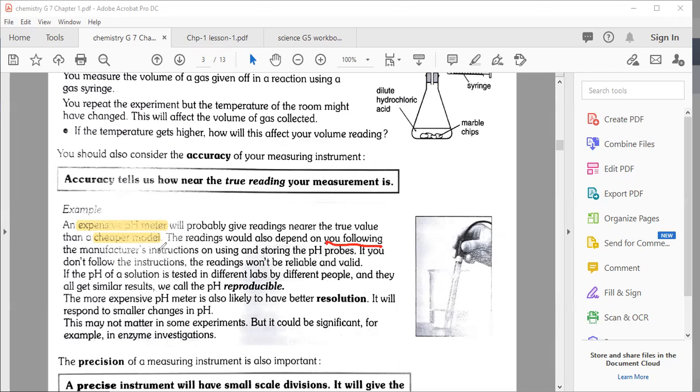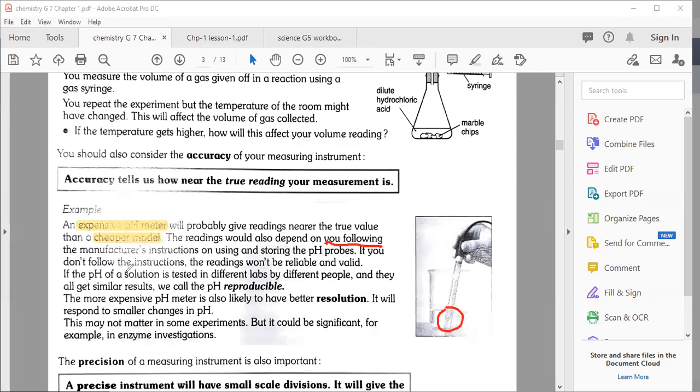The manufacturer's instructions on using and storing the pH probes. This is the pH meter, and here is its probe. How are you going to use this one and how do you get the reading? It simply tells you that you should know how to use the instrument.